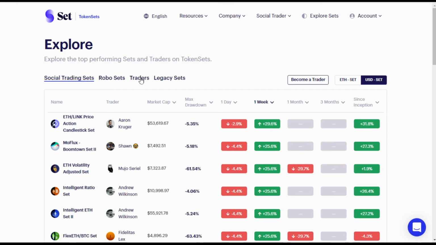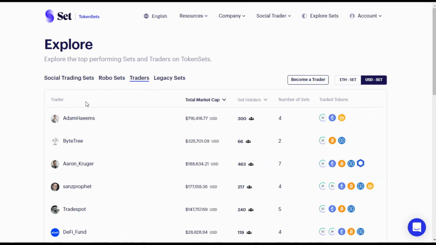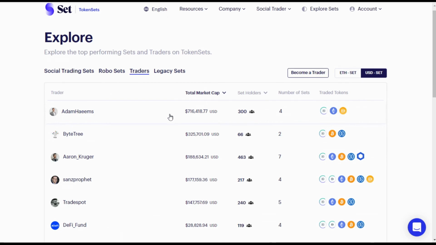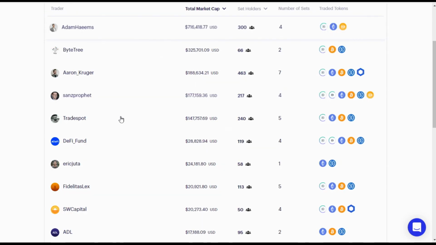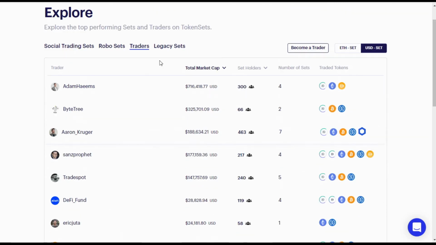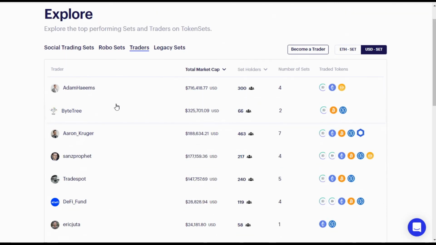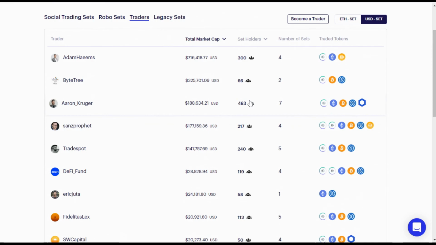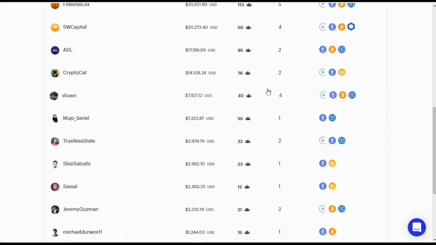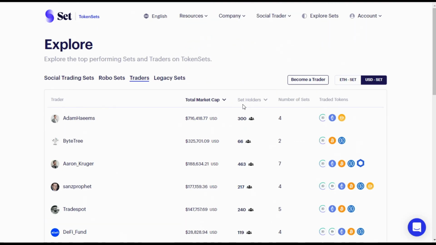But like I say, you do have these traders and social traders. These are the traders, so you can see how much they are trading or what they have traded and stuff like that, and you can see the number of sets. This is Aaron Kruger, like I say, a well-known guy. He has 463 people following his sets. So if that's the way you want to go, then cool.